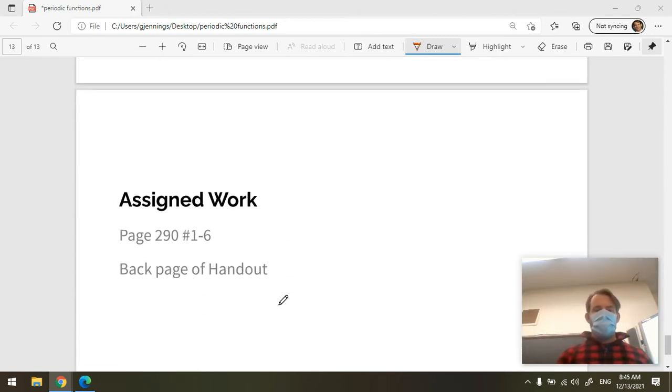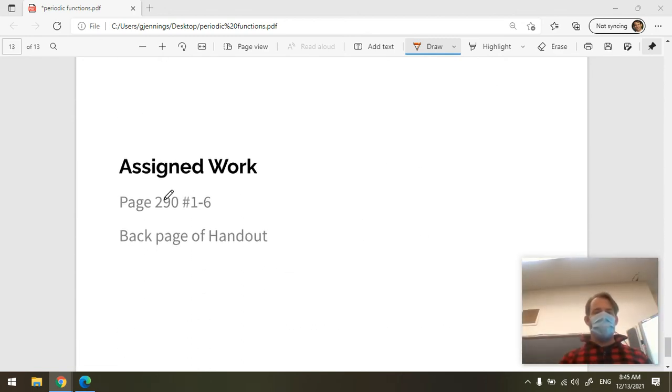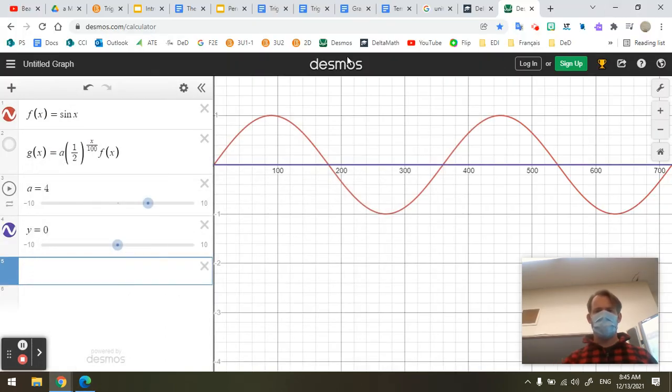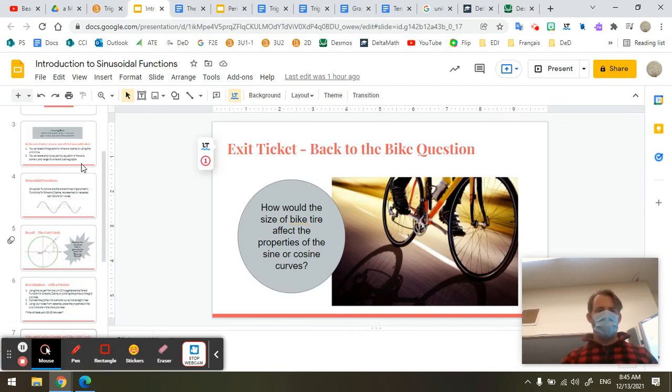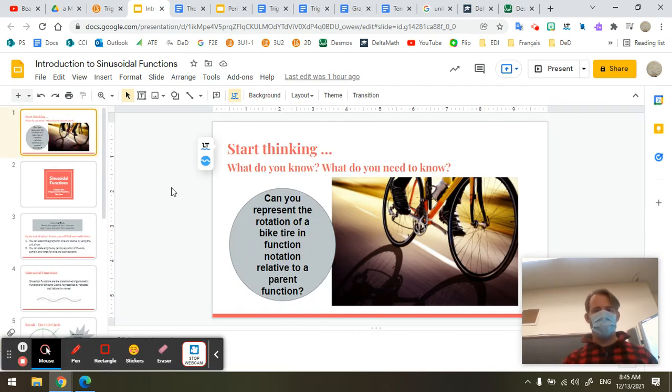So there are some textbook things to practice here at page 290, 1 to 6. But before I release you onto that, let's do our next lesson, which will be on the sinusoidal functions. We'll go very quickly through that one because we are not going to do the handout part yet.